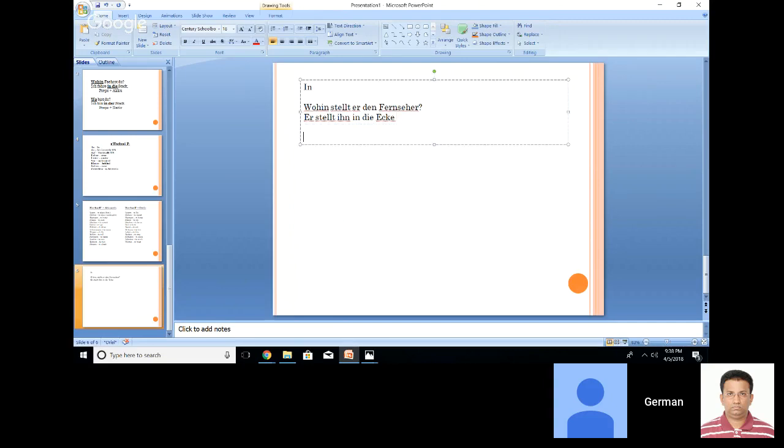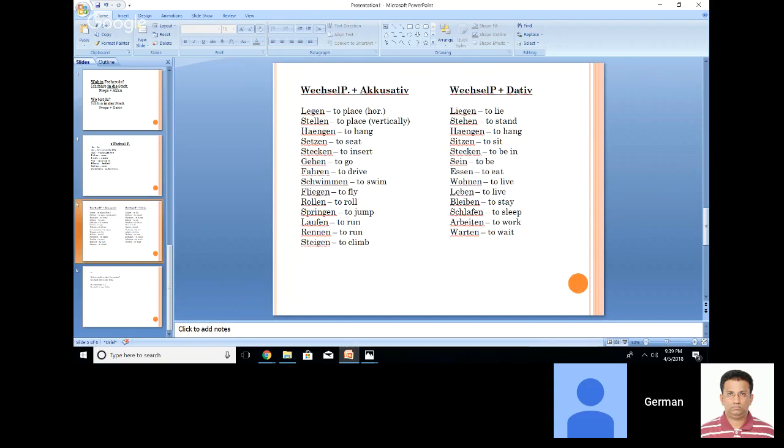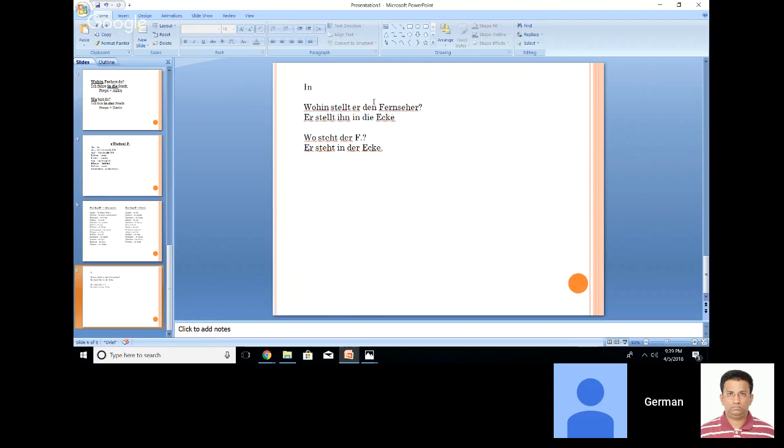For dative, the question would be: Wo steht der Fernseher? And the answer would be: Er steht in der Ecke. As we saw over here, stehen is used for dative, stellen is used for accusative. Where is he placing the TV? He is placing or keeping the TV in the corner.